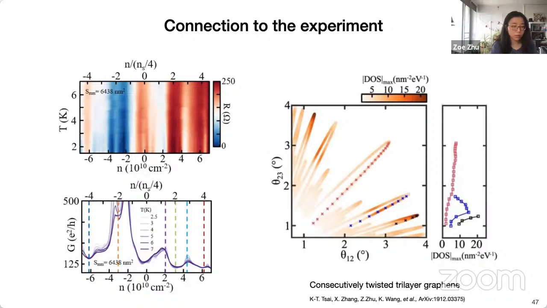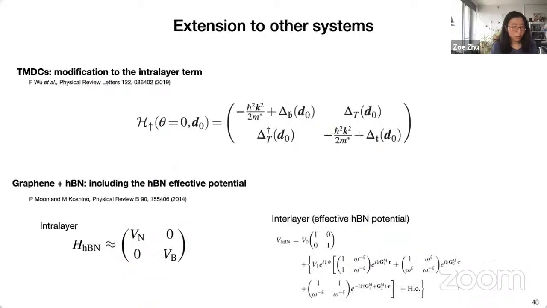But of course, this is based on the assumption that these correlated behaviors are indeed coming from electron correlation. And finally, lastly, I want to also point out that our model is completely generic, and it can be extended to other systems, even though I'm only showing you results for graphene.